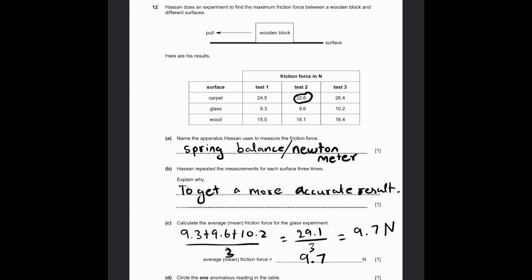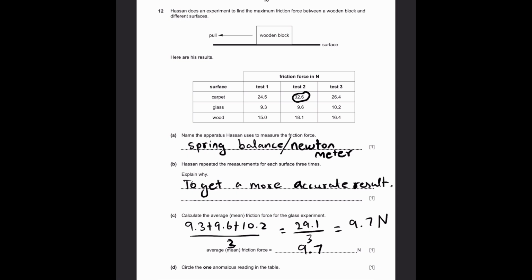B. Hassan repeated the measurements for each surface 3 times. Explain why. Well, if we repeat 3 times and then we find the average, then we'll get a more accurate result, which means you can neglect anomalous readings. C. Calculate the average or the mean friction force for the glass experiment. As I said, they are calculating the average. So 9.3 plus 9.6 plus 10.2, because that is the total friction force for the glass experiment over here, second row, and then divide by 3 because there are 3 values. So we get 29.1 by 3, 9.7 newtons. That's the answer.